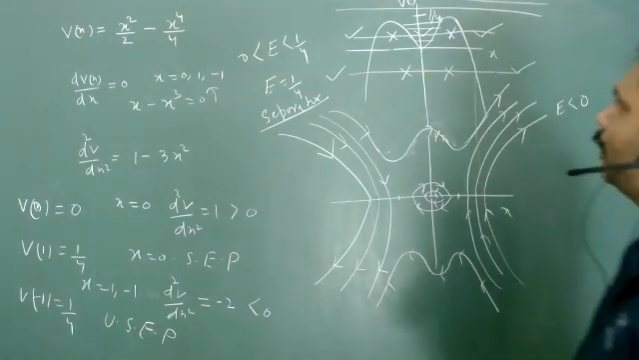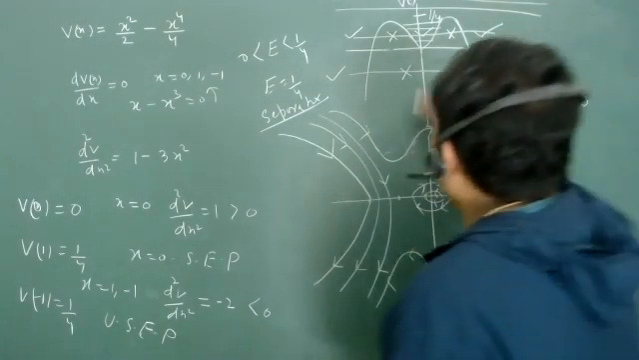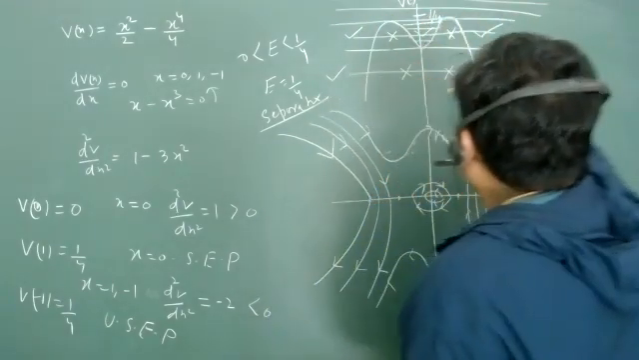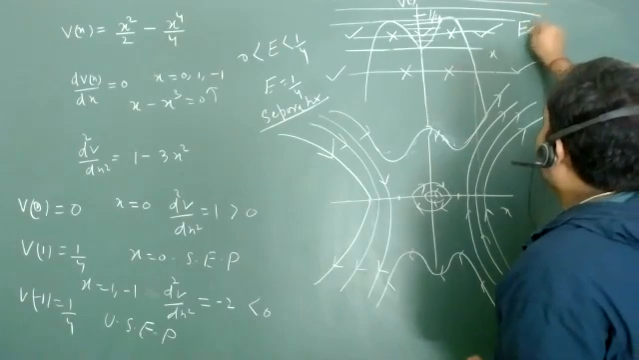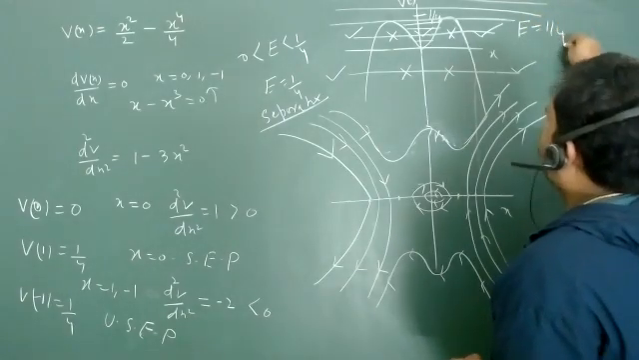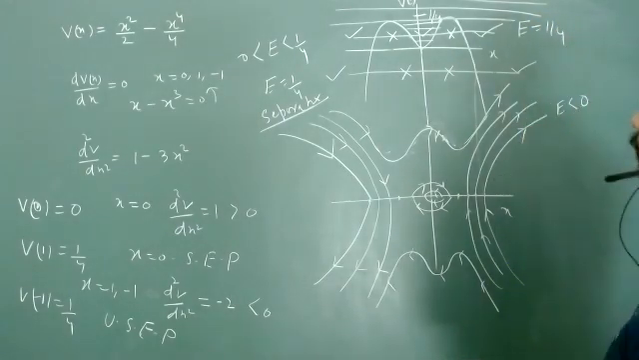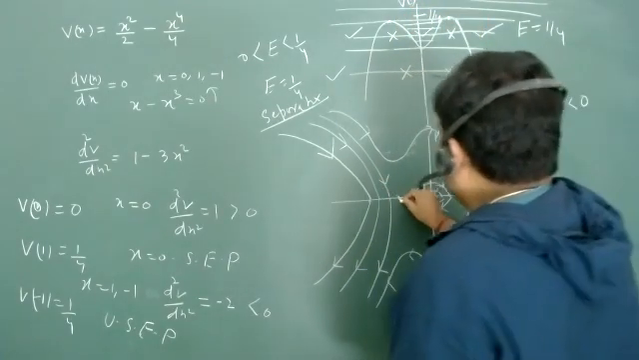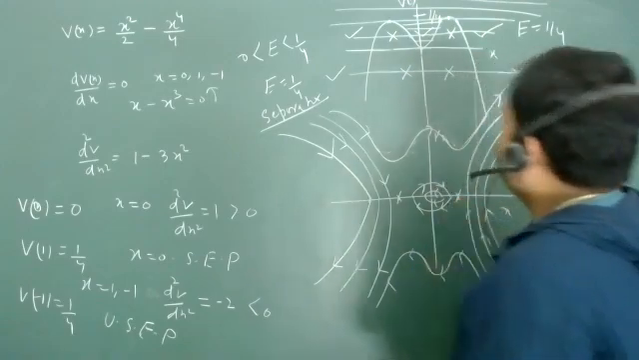Let us go for the separatrix. What will happen for the separatrix? For the separatrix we have E equal to 1 by 4. So this will be E equal to 1 by 4. This is all about the separatrix. These two points are the unstable equilibrium points.